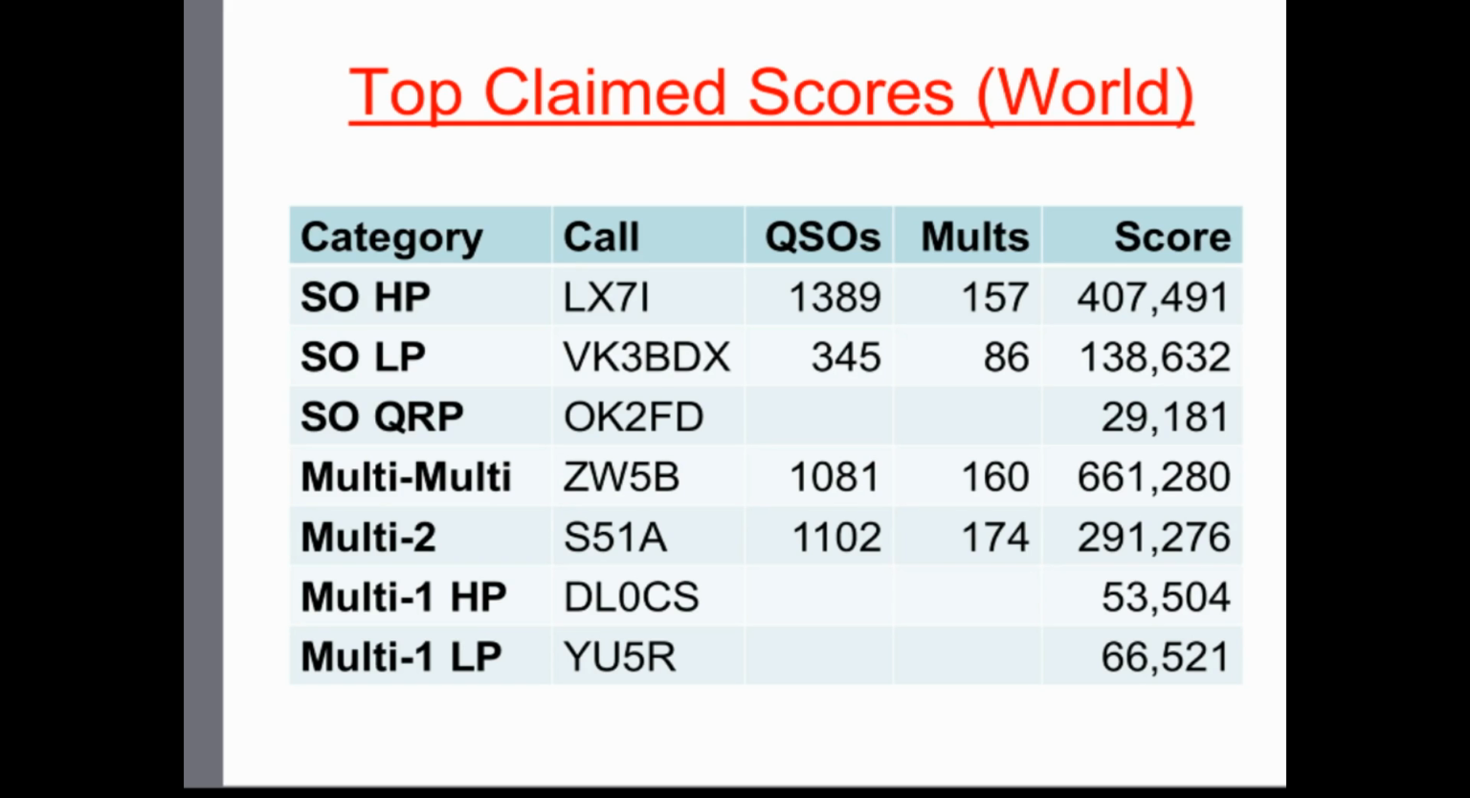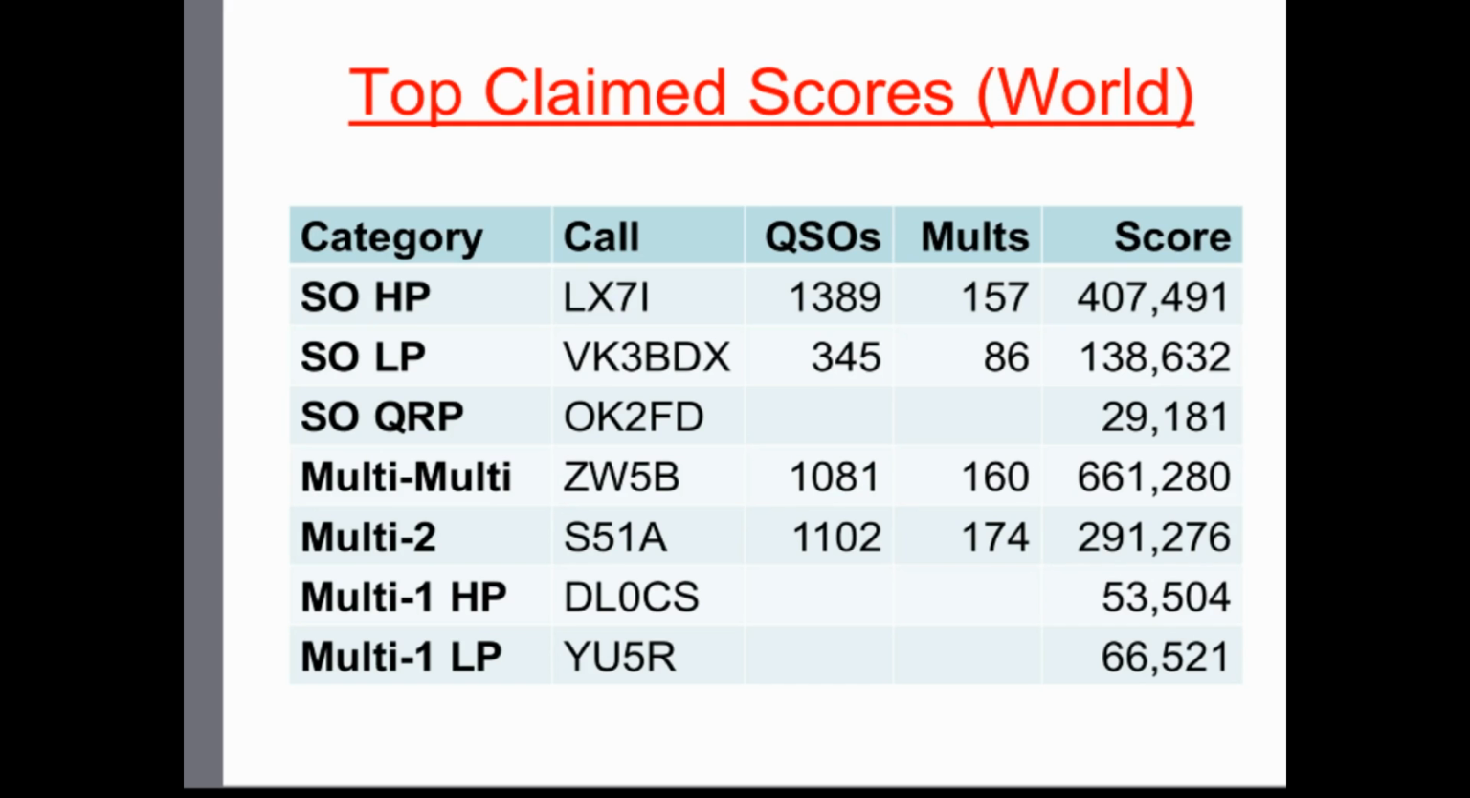A couple of these calls, I didn't get the breakdown of their QSOs and multipliers. Notice that the biggest score for single op low power was an Australian with only 300 QSOs and 86 multipliers, a score of a bit over 130K. And I want to refer back to that in a minute, I will. So those are the top scores in the world.